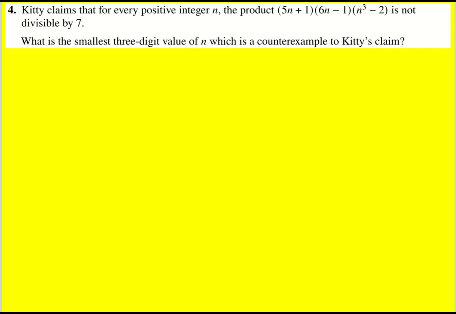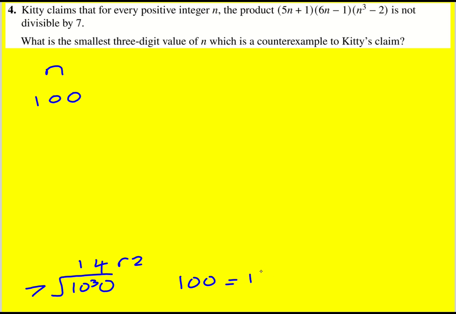Because let's look at n equals 100 to start with. I'm just going to do 100 divided by 7. And I'll get 1 remainder 3, 4 remainder 2. Now I can write down that 100 is equal to 14 times 7 plus 2. That's how you would rearrange this.